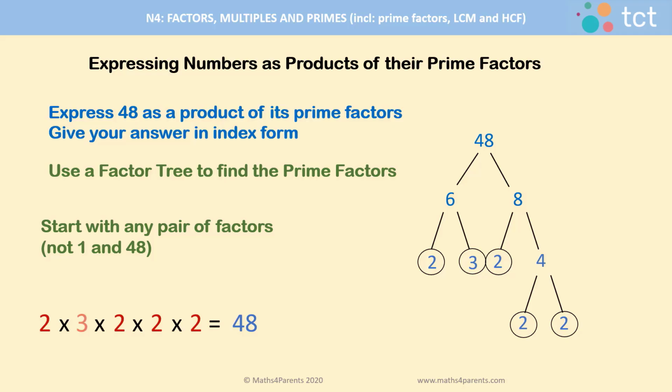We've been asked to give the answer in index form. There's just one 3, so that will stay as it is. But we're multiplying that by 2 four times. So that will be 2 to the power of 4. 3 times 2 to the power of 4 is 48. That's your answer in index form.